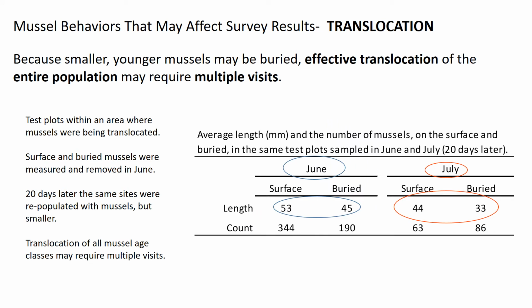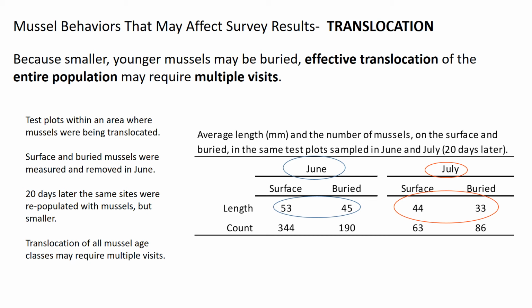Mussel translocation. This table shows some interesting information. The data in this table was collected from some test plots that we established within an area where mussels were being removed. The stream channel is going to be dewatered, the mussels are going to be moved, so we set up some test plots and we removed mussels from the surface in June and we measured them. We dug down as deep as we could in those same test plots and recovered buried mussels, and we measured them. In June, the length of the mussels on the surface was 53 millimeters, and those that were buried was 45 millimeters.